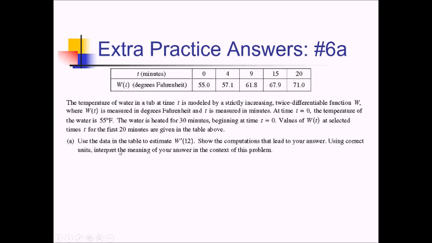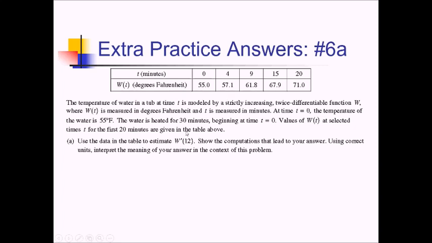So these are all temperatures at different times. That's the setup. Our first task is to use the data in the table to estimate W prime of 12, and then interpret what our answer means in the context of the problem. W prime of 12 is the rate at which the temperature is changing at exactly 12 minutes. Since we don't know W algebraically, taking its derivative is impossible at this point. But if we can't get the instantaneous rate of change at 12, we can at least find the average rate of change over an interval that has 12 in it.